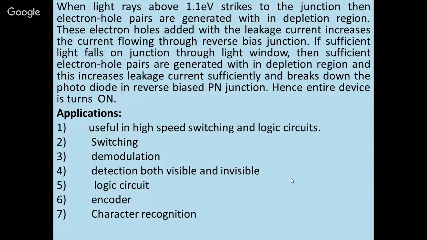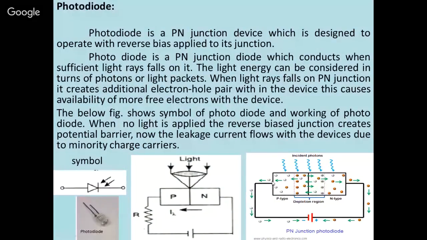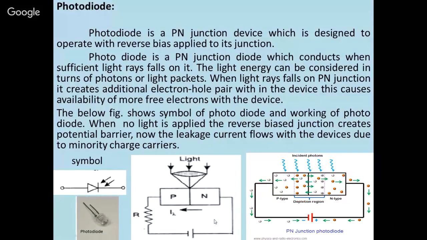So like this, we can have the photodiode. With this photodiode, when it is reverse biased, it doesn't conduct. But when light falls on the junction, it creates an increase in the leakage current. When this leakage current is sufficient, the reverse bias barrier is going to break down, and now the PN diode is going to conduct in the reverse direction.